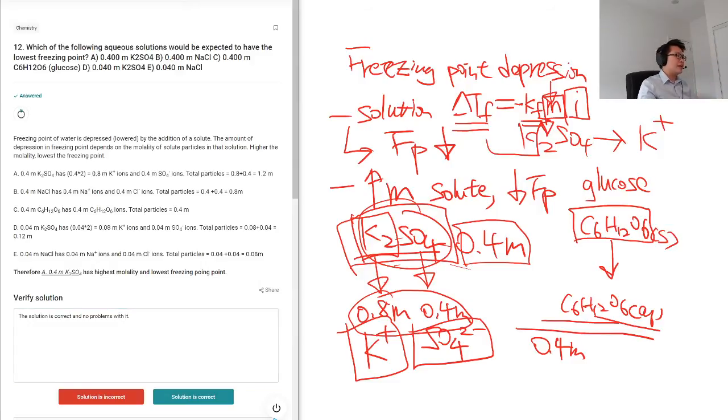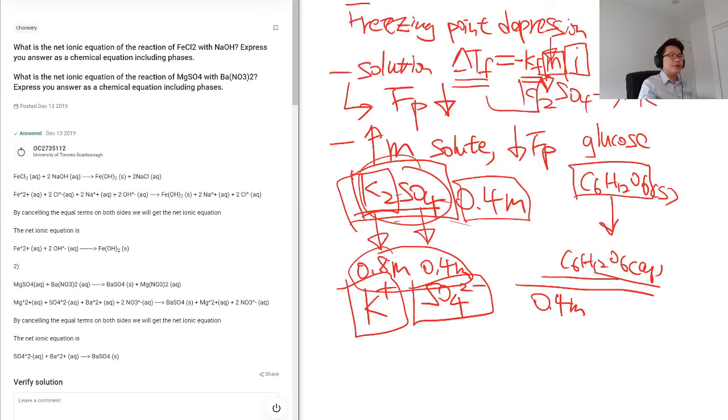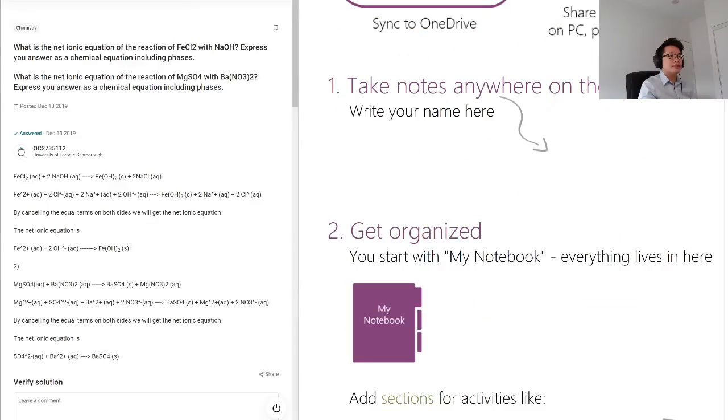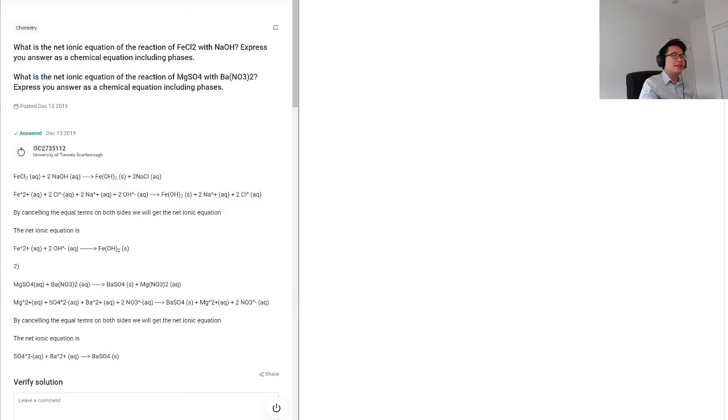Okay, so let's move on to another one. I will also take a new section again. Another question: what is the net ionic equation for the reaction between iron chloride and sodium hydroxide? Express your answer as a chemical reaction including phase. What is the net ionic equation for part 2, magnesium sulfate and barium nitrate? Express your answer as a chemical reaction including phase.